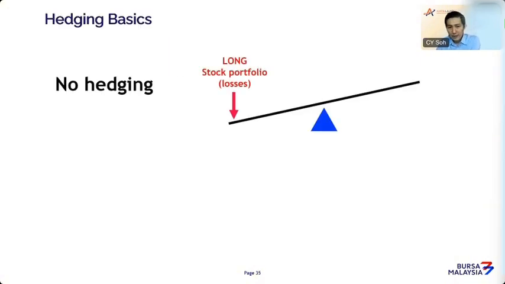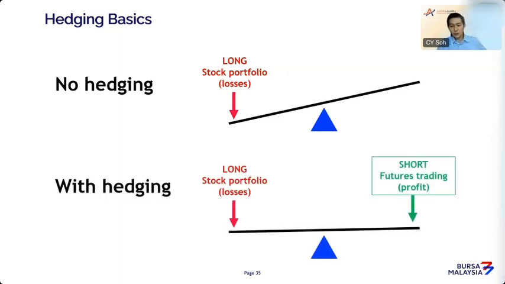So let's say you do not have any hedging and you have a long position, which means your stock portfolio is buy only. On your scale, you have losses on one side only. However, if you have hedging, which means in futures you have, let's say, a short position, your scale can be balanced out. One side has losses, the other side has a profit, so your losses can be offset. Later with examples, you will understand how hedging actually works.